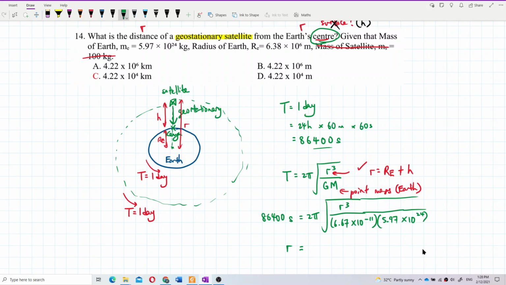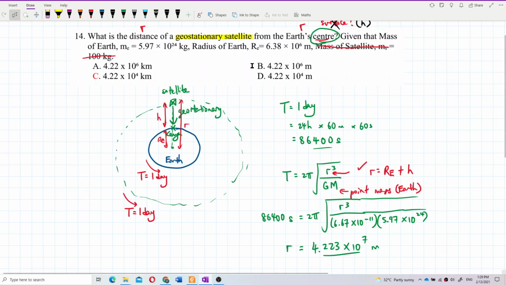Oops, so it should be square. Okay, so I got the answer, 4.223 exponent 7 meter.